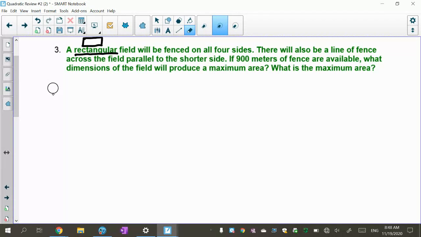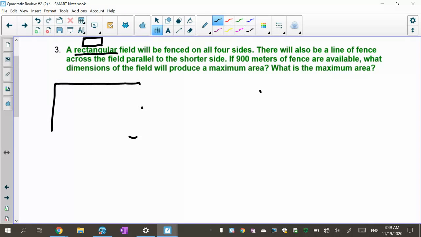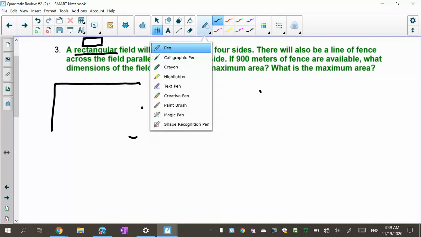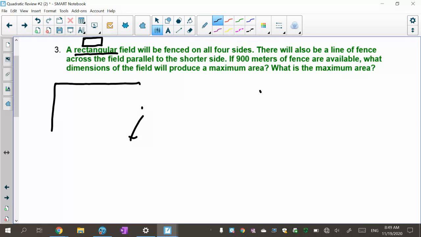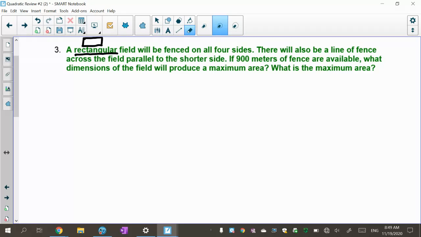So let's kind of draw the picture first so we see what we're talking about. So I'm going to draw this picture of a nice big rectangle, and it's not very pretty here. Hang on a second. I think my bracelet keeps hitting this, so I'm going to take my bracelet off.